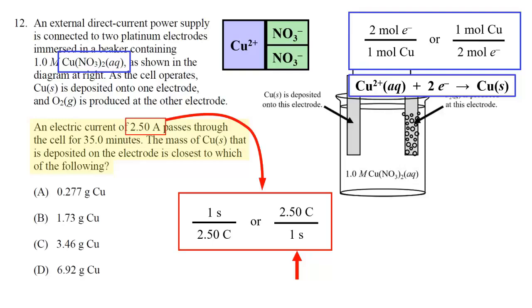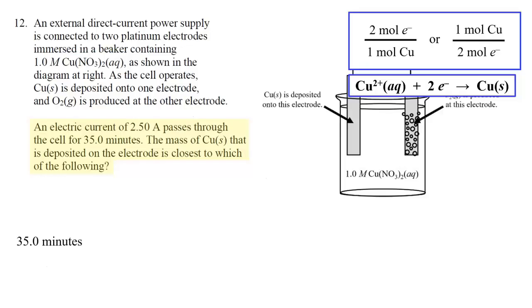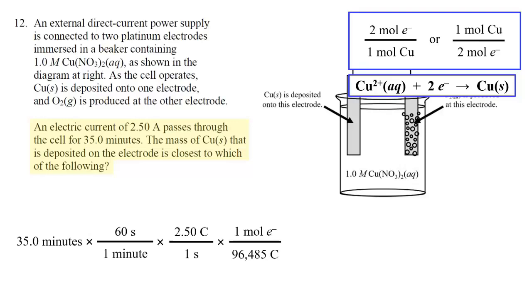Let's go ahead and begin with time, and then we can get all the way to grams of copper. So I'm going to start with 35.0 minutes. There are 60 seconds in 1 minute, so 60 seconds on the top, 1 minute on the bottom. Now, let's put seconds on the bottom and coulombs of electric charge on the top. So 2.50 amps, 2.50 coulombs for every 1 second. Now I think it's time to use the Faraday constant, so 96,485, but I'm putting coulombs on the bottom and then 1 mole of electrons on the top. So I've gone from minutes to seconds, from seconds to coulombs, and now from coulombs to moles of electrons.